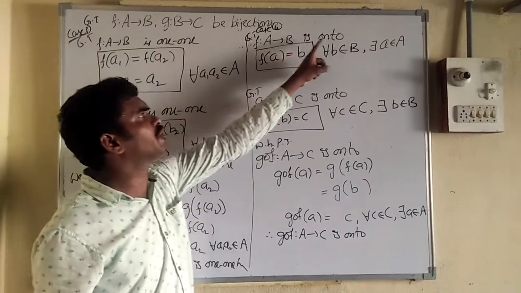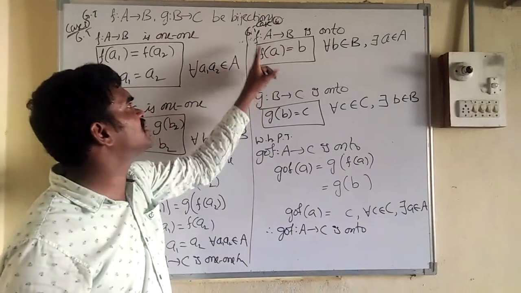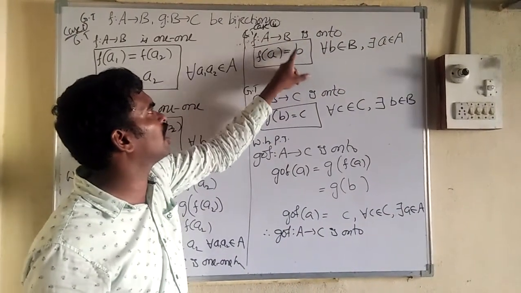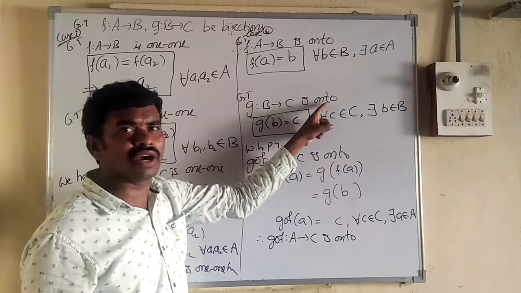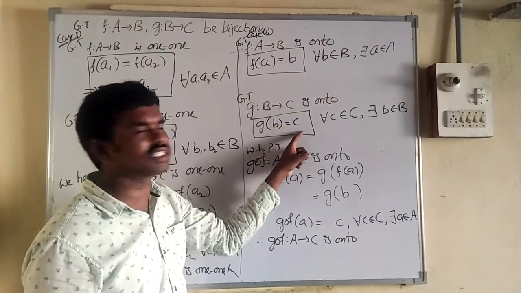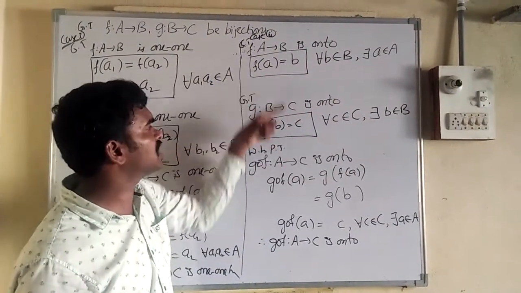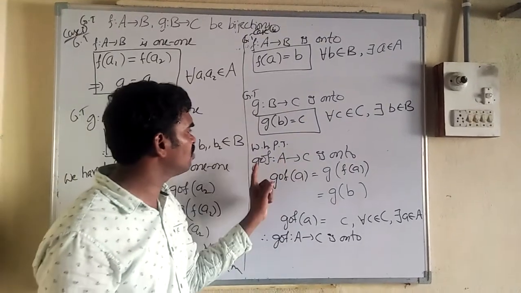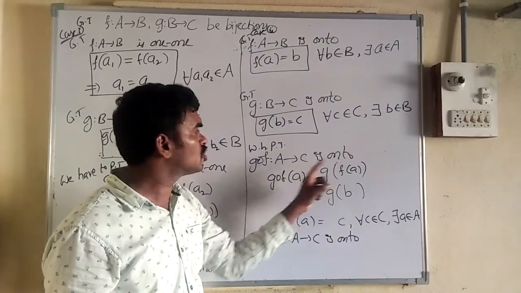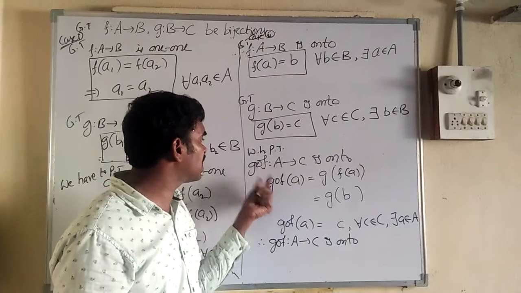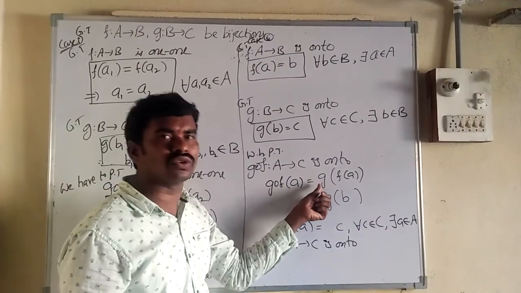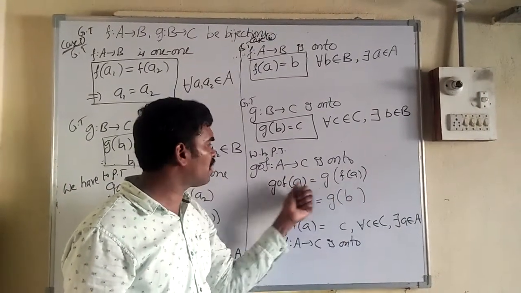Similarly, F from A to B is onto is given, so the onto definition is F of small a equal to small b. G from B to C is onto, so G of small b equal to small c. These two are definitions. Using these two definitions, we have to prove G circle F from A to C is onto. So to prove it, I am going to simplify.